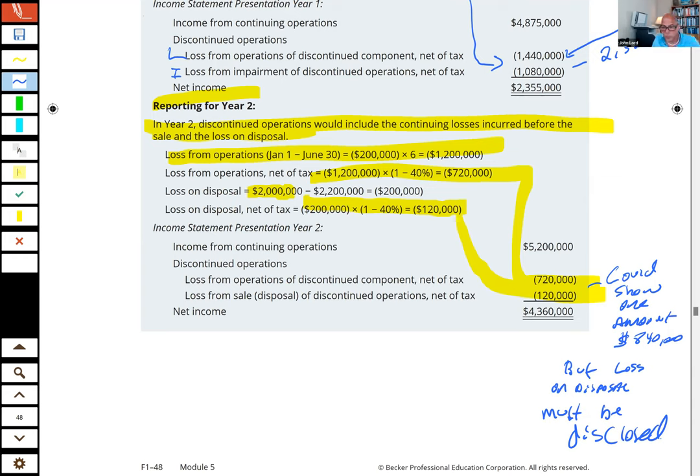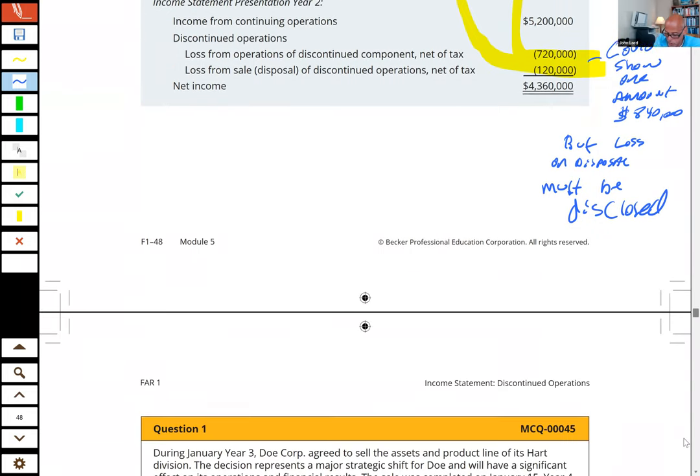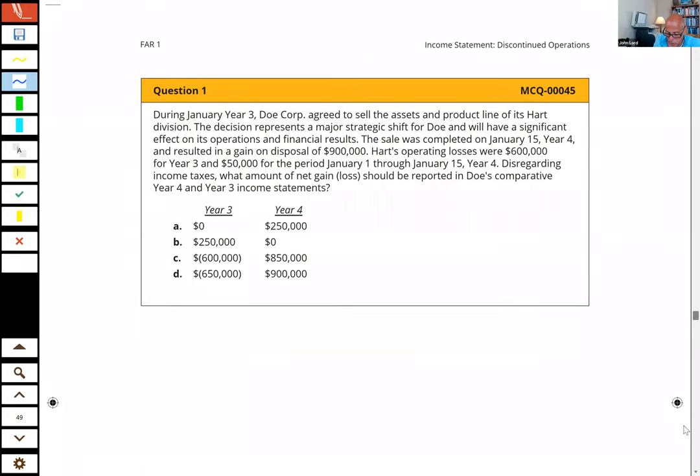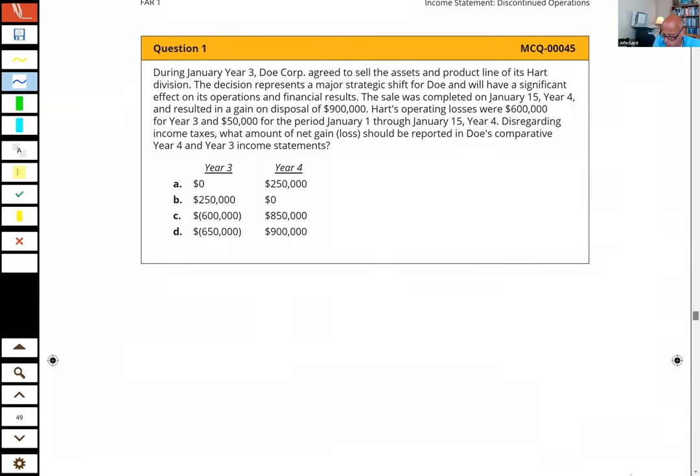Question. Okay, good. There's no question. Let's go ahead. And I really think this is a great question to practice with this stuff. So let's take a look at this one.